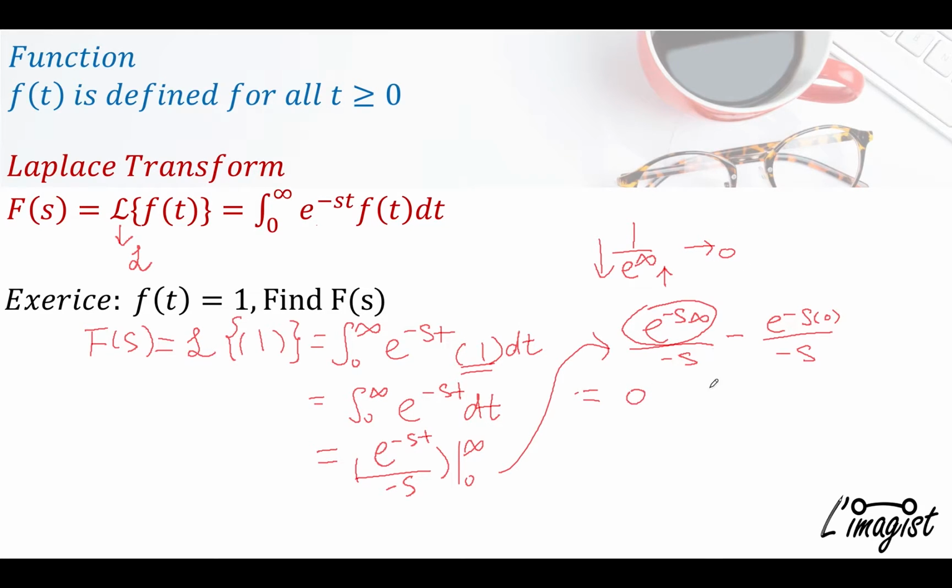So we can write 0 here minus, so e to the 0 is 1. So we know that 1 over negative s is the second term. So finally, we have our Laplace transform of 1 to be 1 over s. So this is how we would perform Laplace transform for any function that is defined for t bigger than 0.